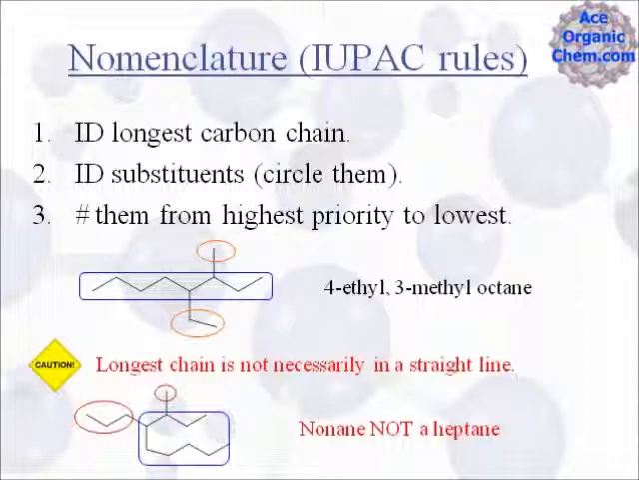This is not a heptane, it is a nonane. Our longest carbon chain is 9, not 7. Be very careful of that. Professors are not creative. Organic chemistry for them has not changed in 30 years. Don't fall into these traps. This is a nonane, not a heptane. And there's the actual name, 3-methyl-4-propyl nonane.